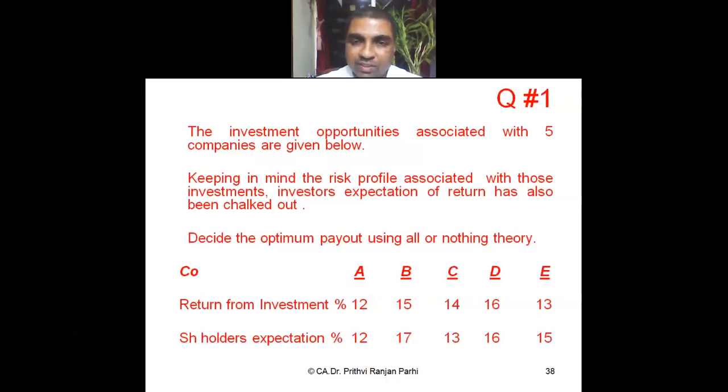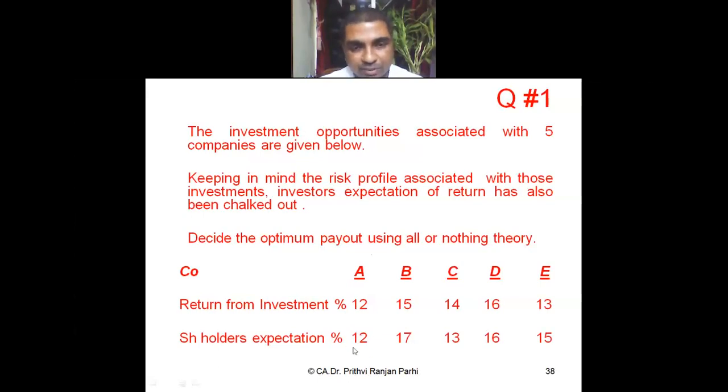That is the Walter's theory. Now the companies are A, B, C, D, E. Now return from investments as a percentage is expressed as 12%, 15%, 14%, 16%, 13%.